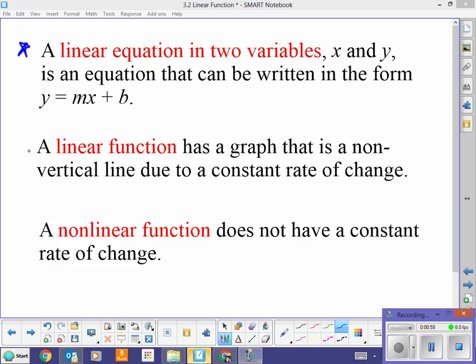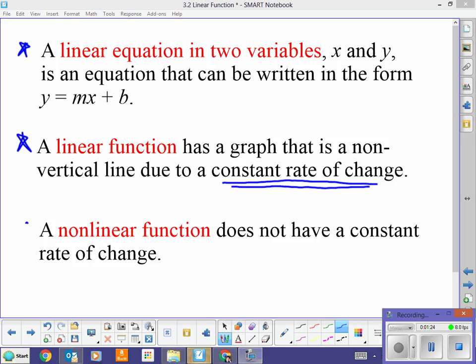Next, a linear function. Well, this is very similar to a linear equation, but we're just going to say that a linear function has a graph that is a non-vertical line due to a constant rate of change. Okay, so make sure you get all this in there because this idea of rate of change is really important in what makes a function linear.